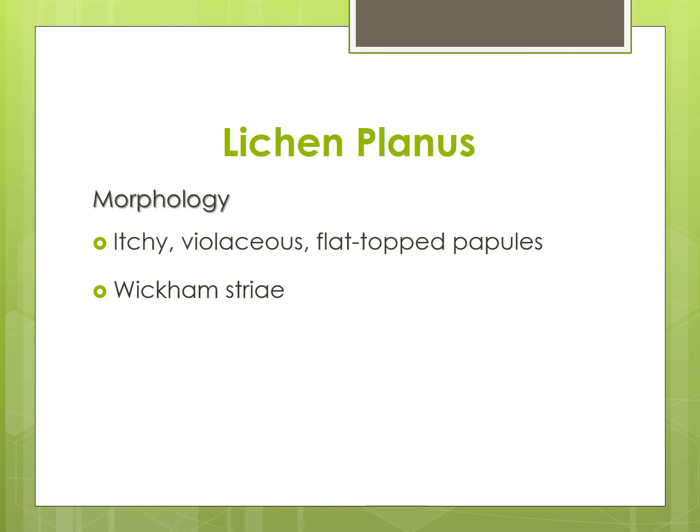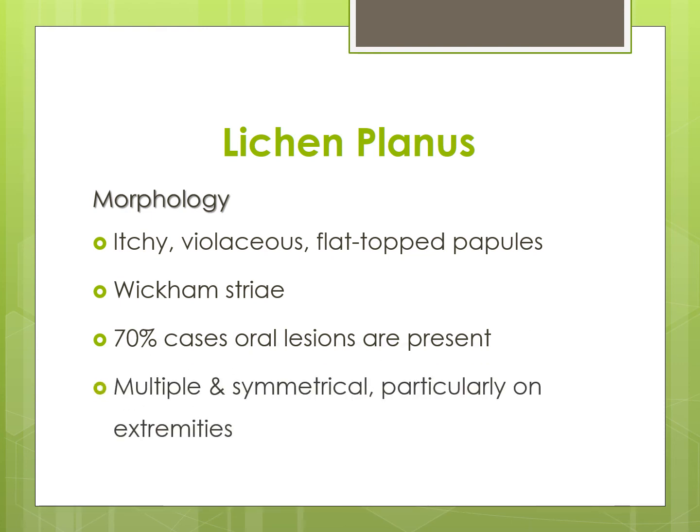Basically these papules or these lesions of lichen planus, as you will see in the coming slides, are highlighted by some whitish stria or whitish dots, and these whitish dots or whitish lines are called Wickham stria. In 70% of the cases, the oral lesions are present, and as in the previous slide, I told you that the oral lesion can persist for years. The most important location of lichen planus is the extremities. They usually develop on the extremities, and they are usually multiple in number.